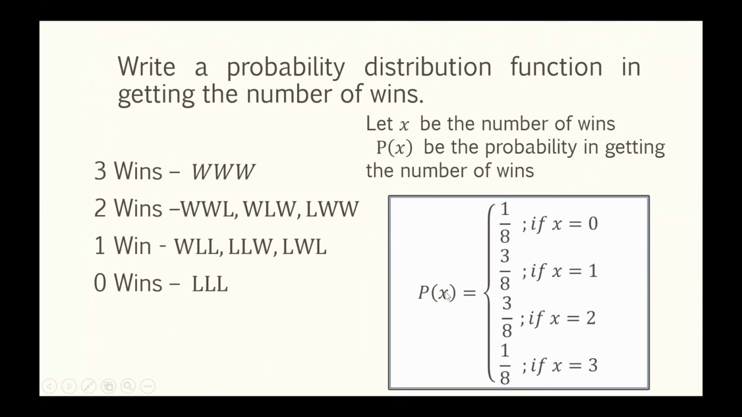So here we have P of x equals 1 over 8 if x is 0, 3 over 8 if x is 1, 3 over 8 if x is 2, and 1 over 8 if x is 3. This is the probability distribution function. X is the number of wins.